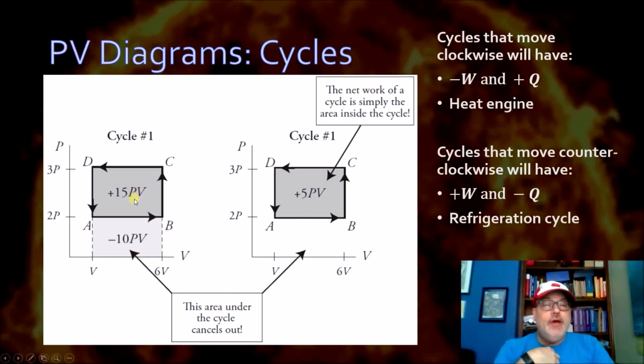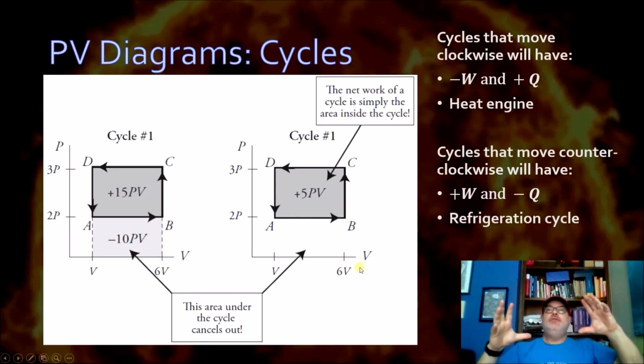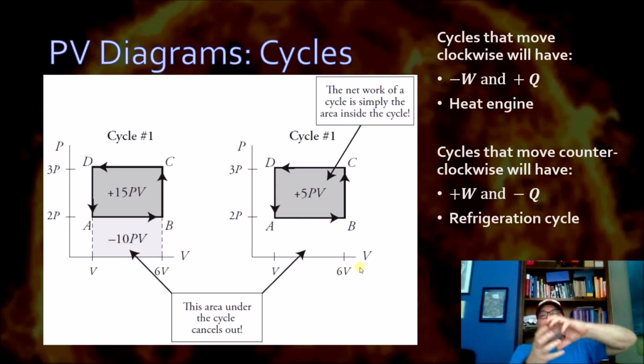Now, if we go the opposite way, like this one, this is a counterclockwise cycle. In this one, we have more positive work from C to D than we have negative work from A to B. So therefore, we have a net positive work done. That means that work is done on the system. Remember, the system is being compressed. And heat is being expelled from the system, okay? So work is done on the system in order to expel heat from the system. This is a refrigeration cycle. So this is exactly what happens in your air conditioner or in your refrigerator or freezer in your house. They run a counterclockwise cycle on a PV diagram.